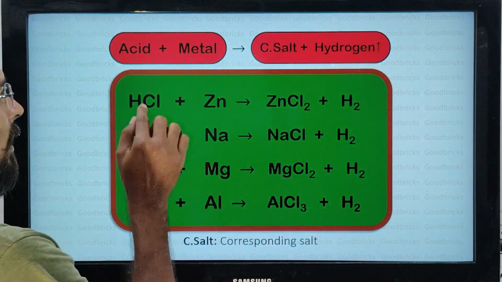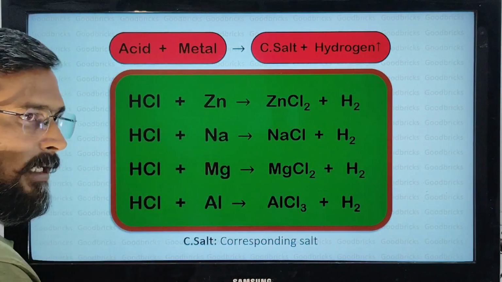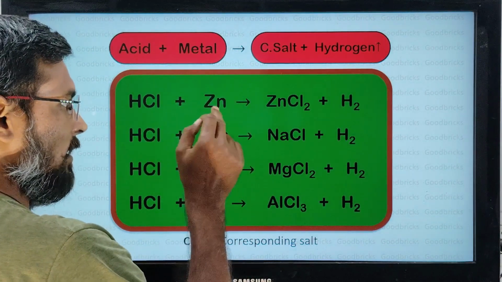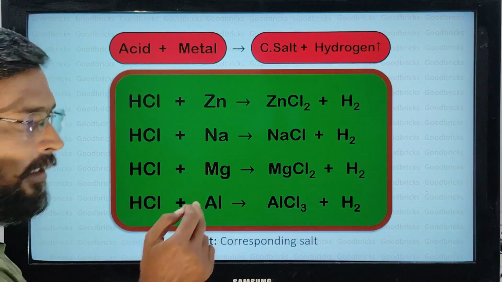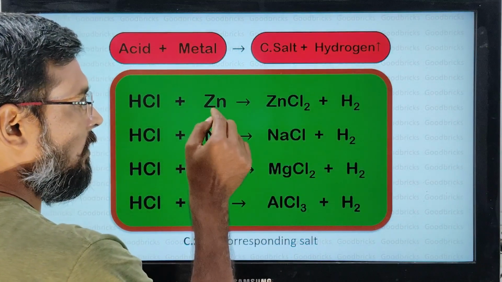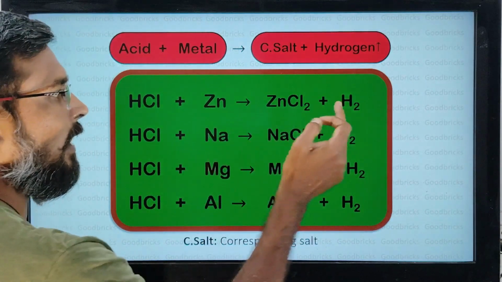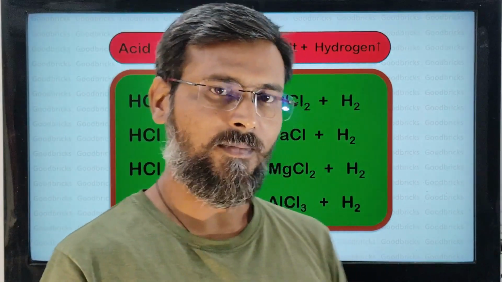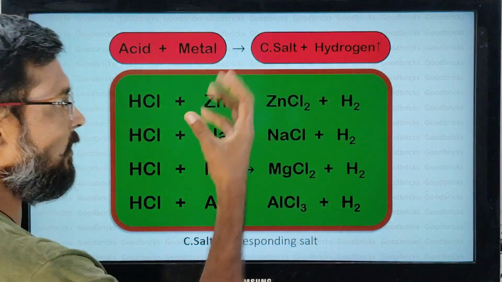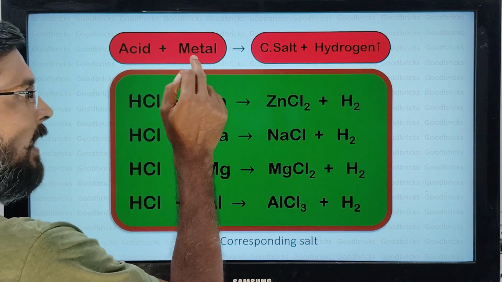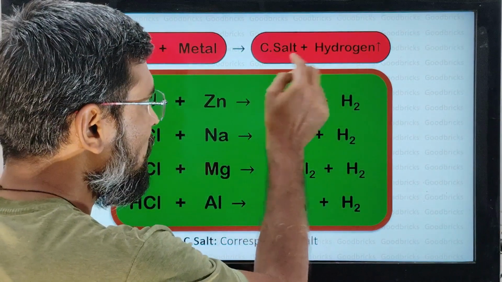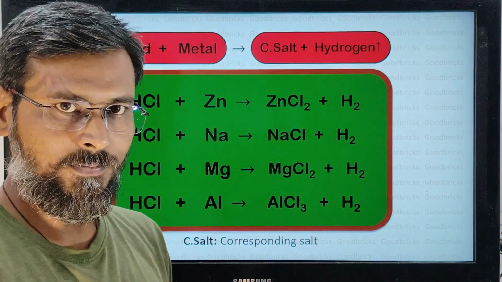So what is that? HCl is reacting with zinc, and during the reaction between this HCl and zinc, a salt is produced. Which salt? Salt of zinc, and also hydrogen gas is produced. So from this what we can observe, when an acid reacts with a metal, the corresponding salt and hydrogen gas will be produced.